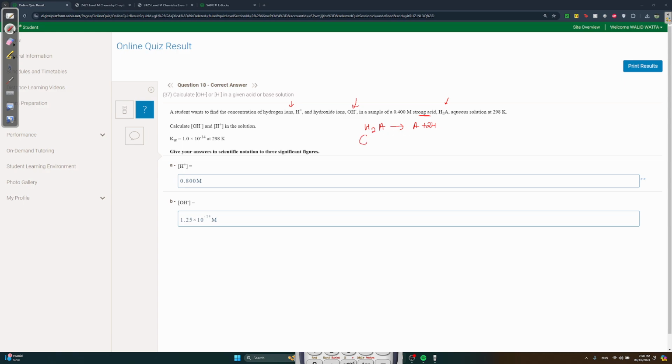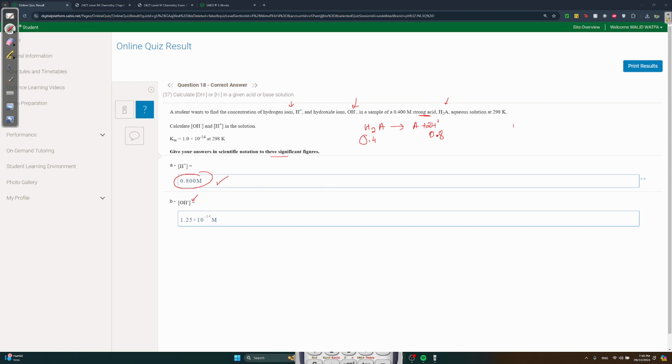How much is the concentration here? 0.4. And I don't care about the A or any other element. All I care about is the H plus and OH minus. What's my H plus? Its coefficient is 2, so I multiply 2 by 0.4, so my concentration is 0.8, right? Okay, 0.8. This is the concentration of H plus. They want 3 SF, so 0.800 M.